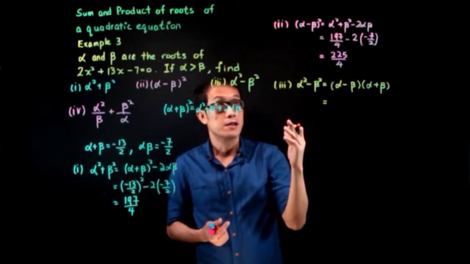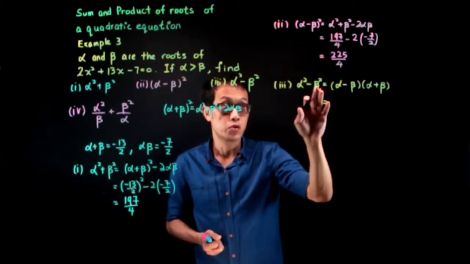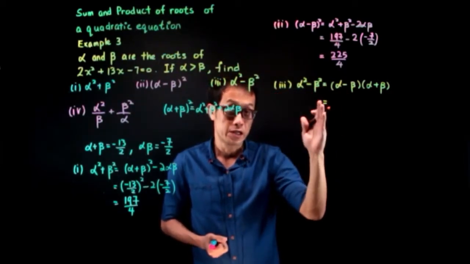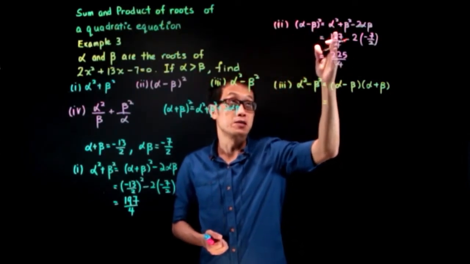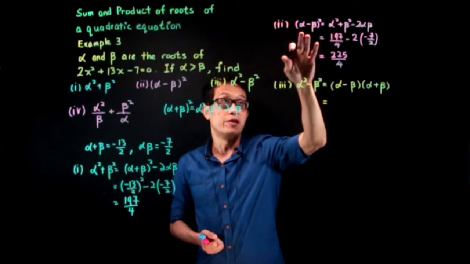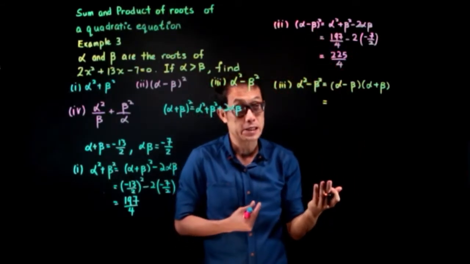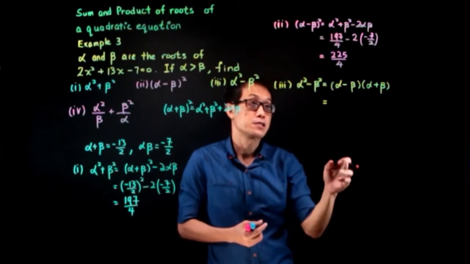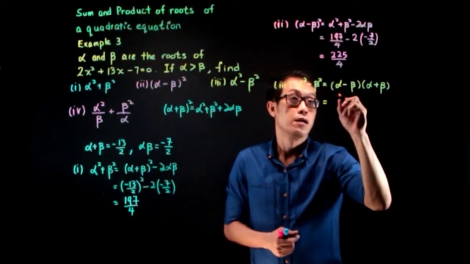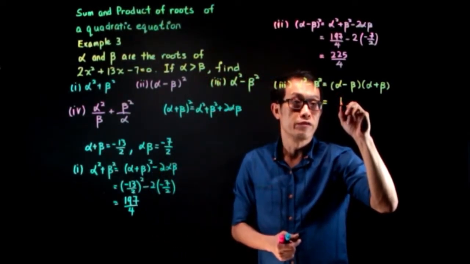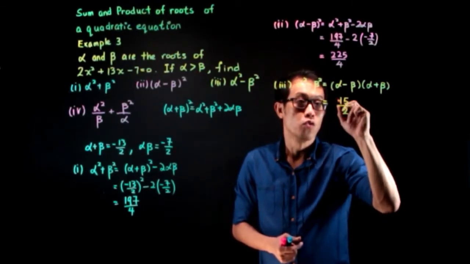But you know alpha is bigger than beta, so you only take the positive of it, not the negative. I say again, you know alpha minus beta squared, so you want alpha minus beta. So you do a square root. When you do a square root, it has a value of plus and minus, but we only take the plus because alpha is greater than beta. So if you do a square root, it will be 15 over 2.